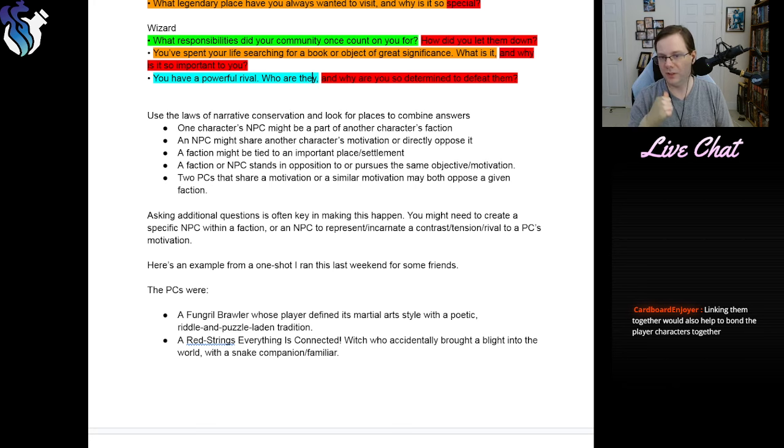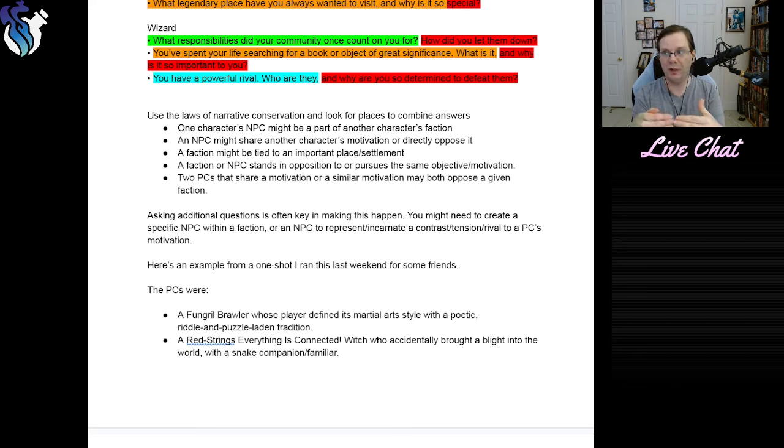So, laws of narrative conservation, other aspects of this idea. An NPC might share another character's motivation or directly oppose it, right? Some NPC created in Backstory is a foil to another PC because they're both trying to accomplish the same thing. They might be a rival where they are trying to accomplish mutually exclusive objectives. Or they might be a rival where they're each trying to accomplish something and they are antagonistic toward each other, but the rival is not necessarily a villain, right? Two different heroes who are both trying to become the champion of a god are rivals.